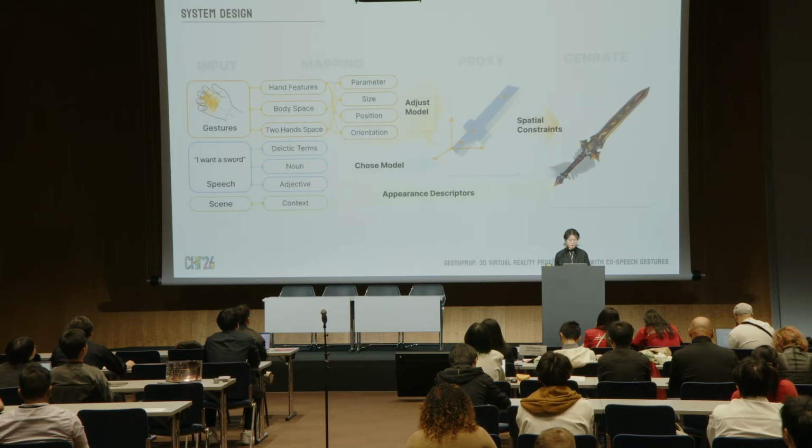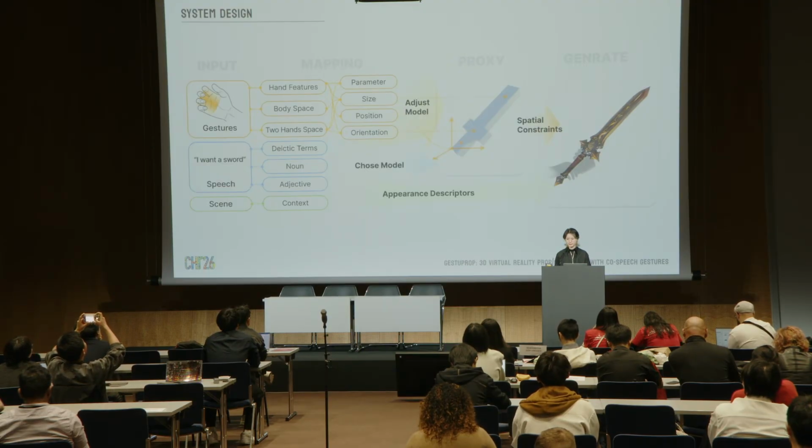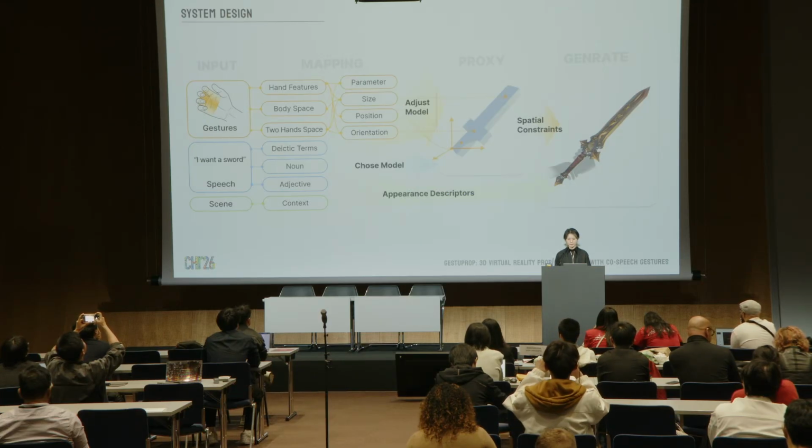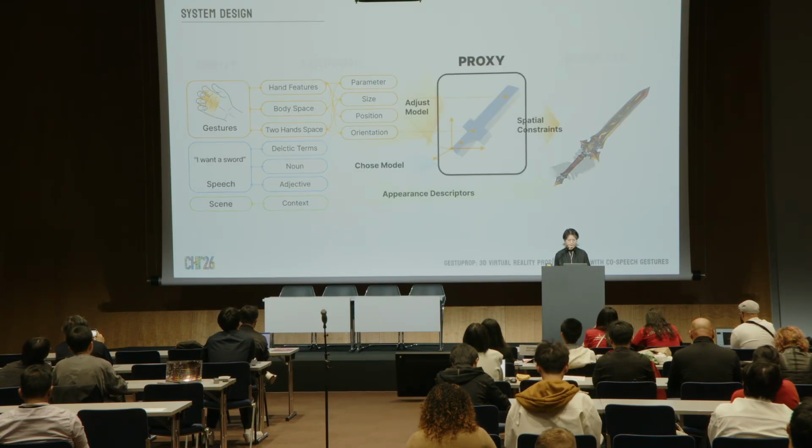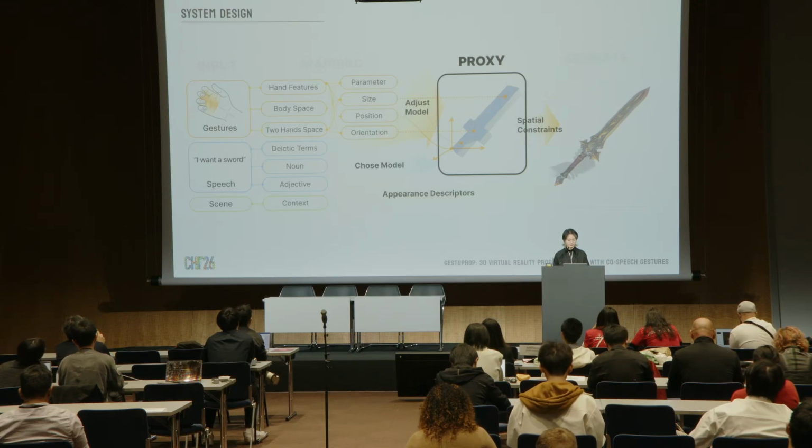As shown in our system pipeline, the process consists of 4 stages, including natural user gesture and speech input, feature mapping, a lightweight proxy model, and the final high-quality 3D object generation. Before generating the final model, we introduce a proxy model as an intermediate step.